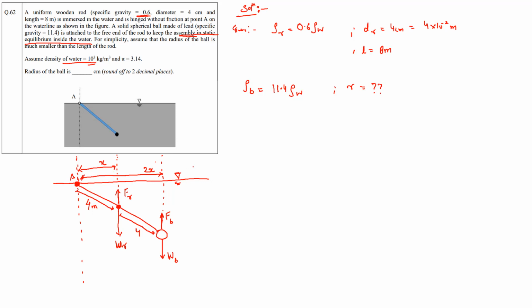Why do we need these distances? We will see in a moment. Since this is in static equilibrium, the sum of all the moments at this hinge point A will be equal to 0.